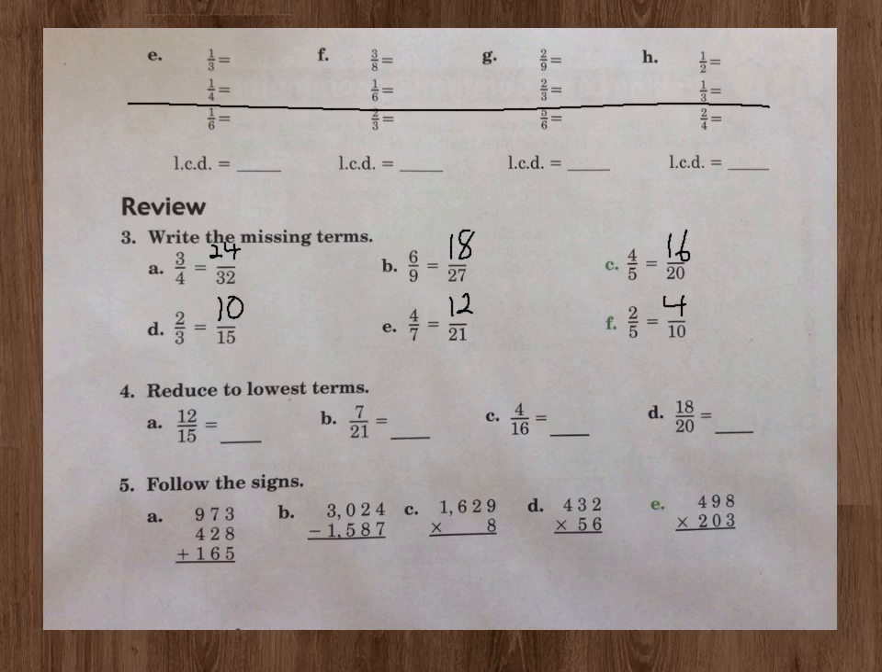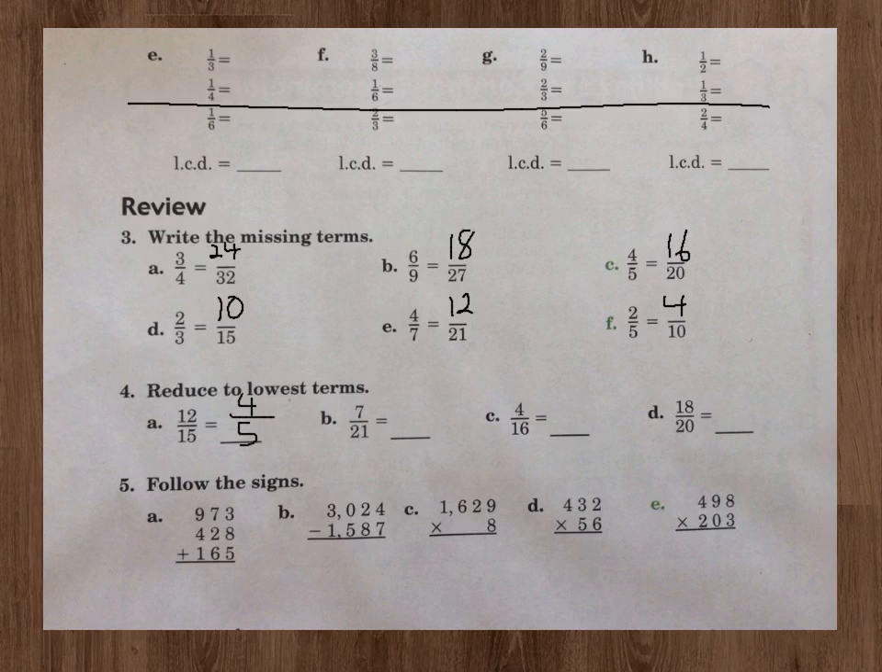Okay, number 4, it tells us to reduce to lowest terms. So we need to think of a number that goes into 12 and 15. What goes into both 12 and 15? 3 does. 3 goes into 12 4 times, and 3 goes into 15 5 times. So our answer is 4 over 5, 4/5.